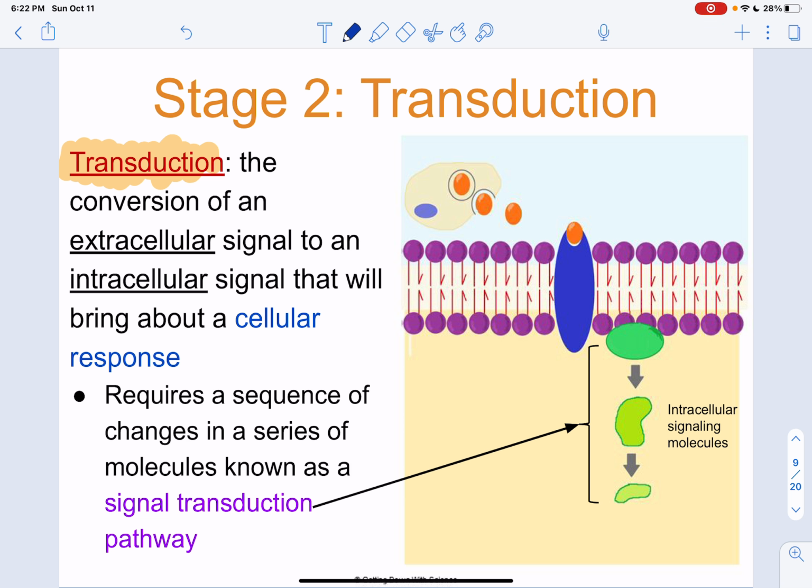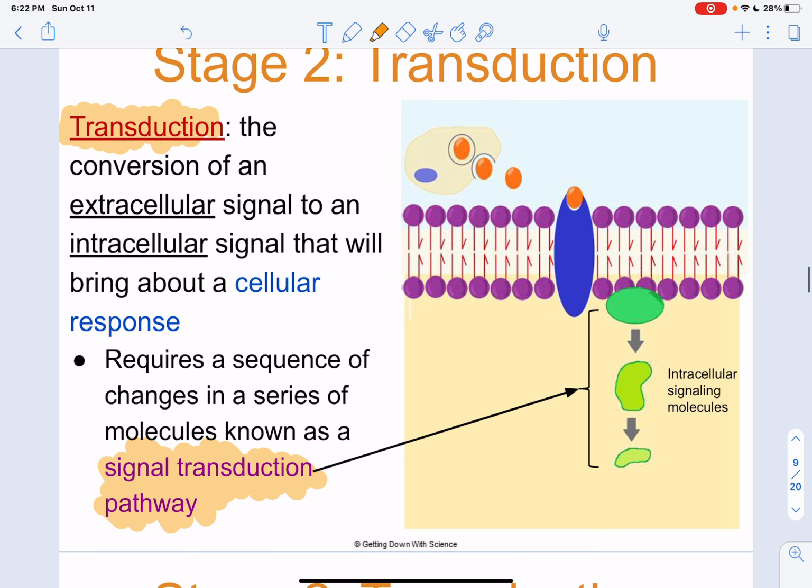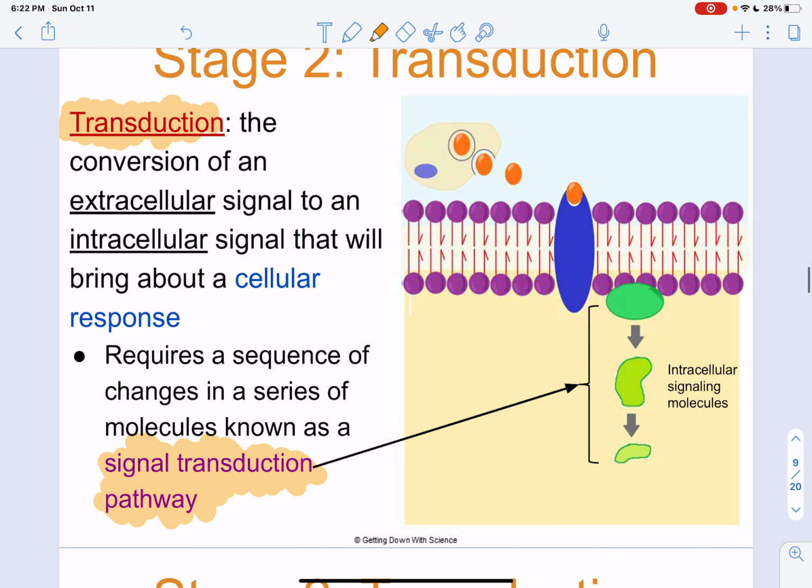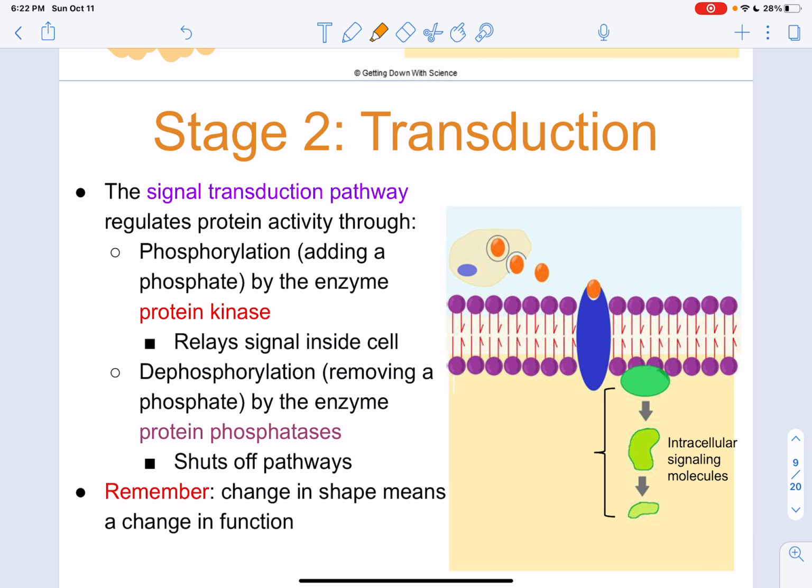And this is going to require a series of changes in a series of molecules known as a signal transduction pathway. This signal transduction pathway is going to regulate the protein activity through a couple different things. And so when we mean signal transduction pathway, in the conversion of this message, there's going to be a bunch of proteins that are going to be involved.